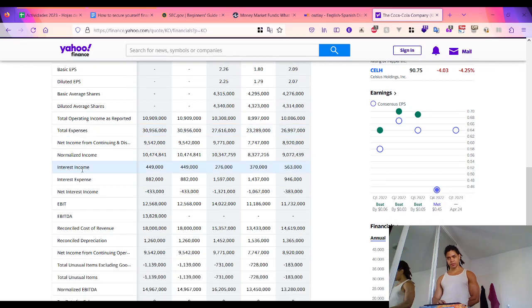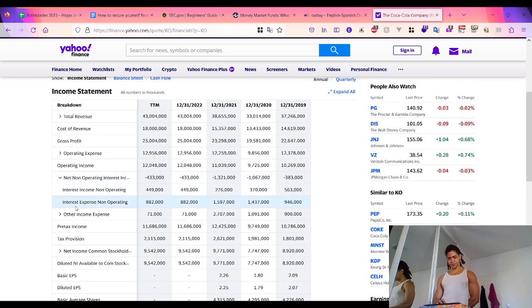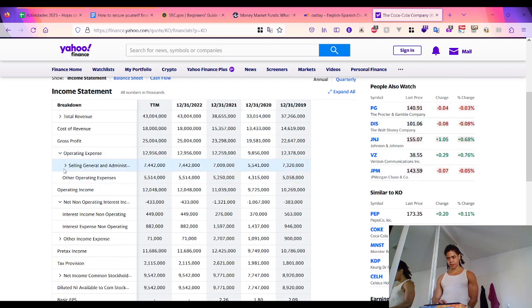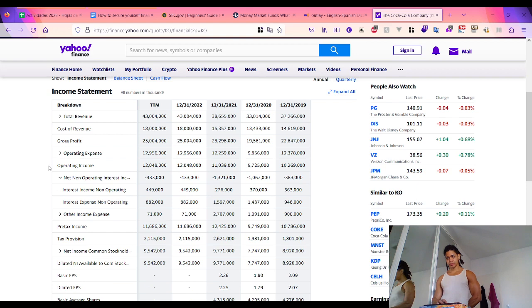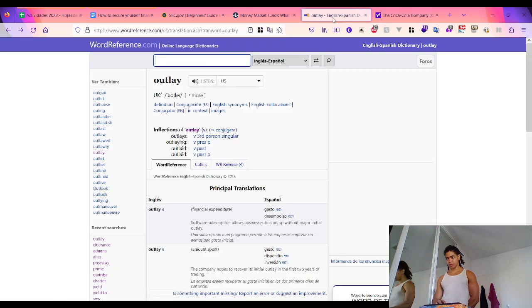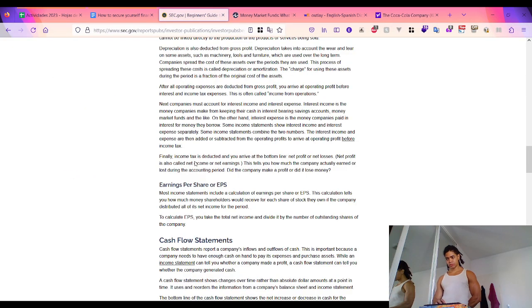All right, and it's funny because they don't mention anything here related to the depreciation, which is something very, very important. All right, very, very important. And yeah, so finally, income taxes, right?